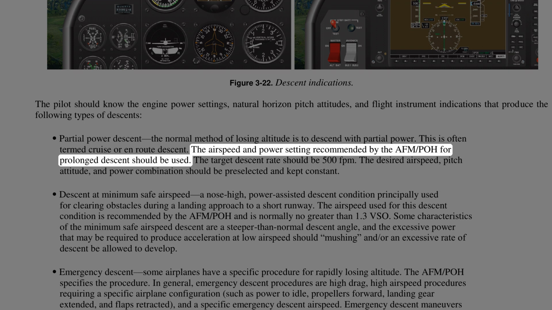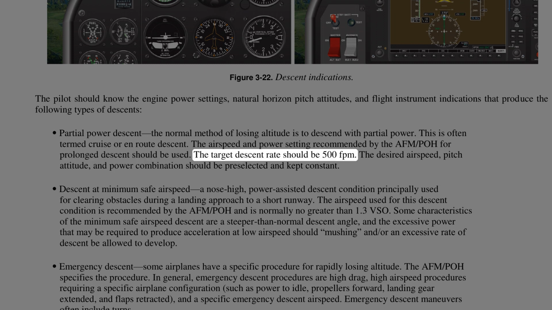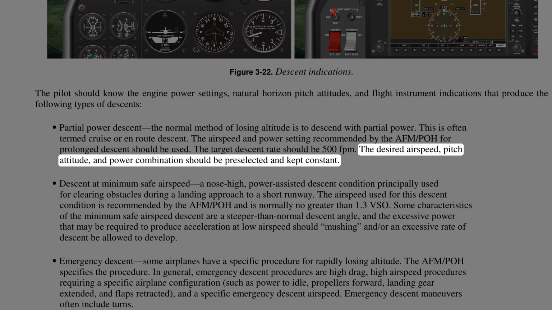The airspeed and power setting recommended by the AFM-POH for prolonged descent should be used. The target descent rate should be 500 fpm. The desired airspeed, pitch attitude, and power combination should be pre-selected and kept constant.